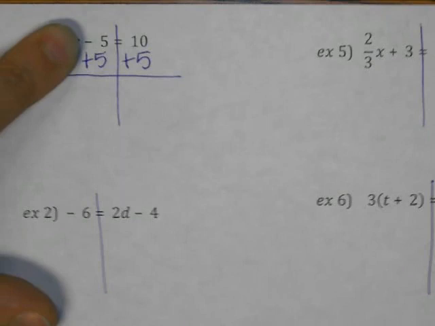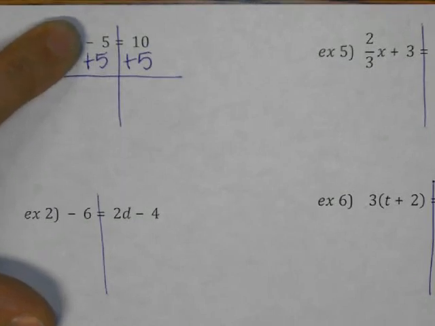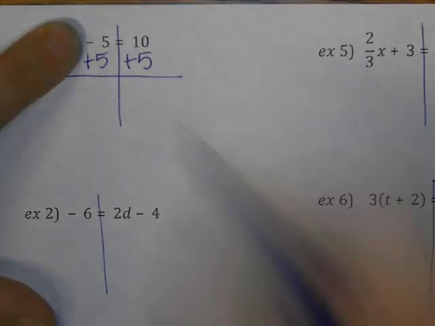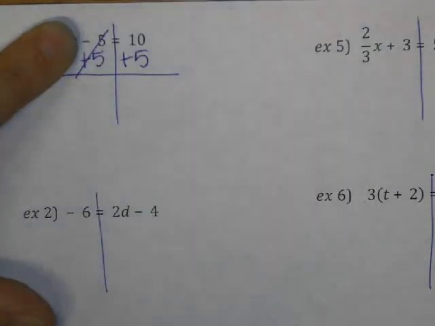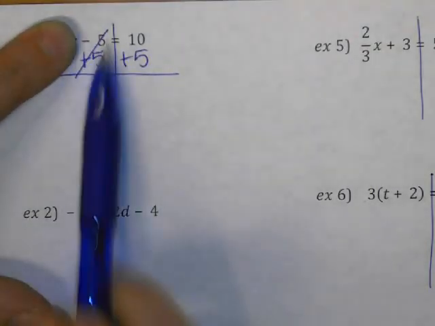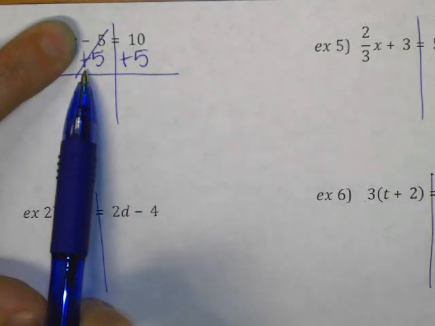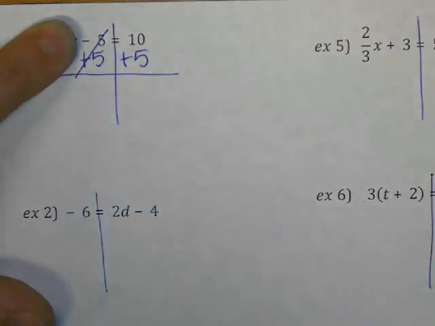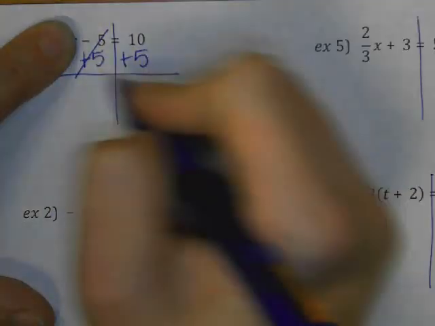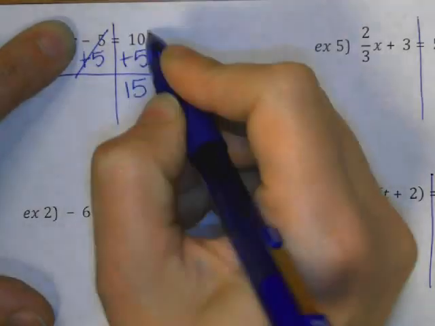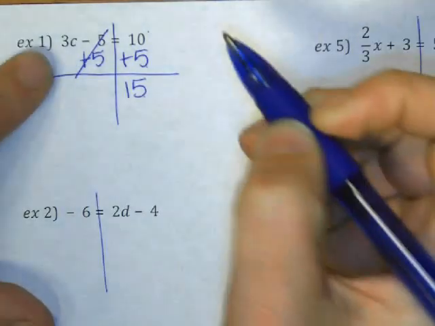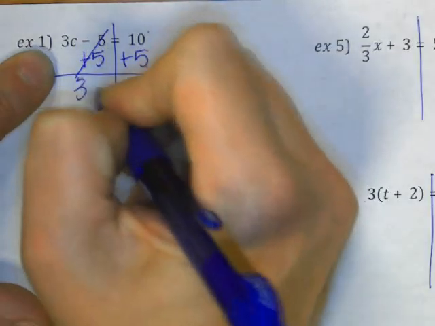And notice what I've been doing this whole time. I've been covering up that 3x, okay? Because I'm not worried about that right now. All I'm worried about is getting the thing that's added or subtracted on x to be canceled out, okay? So now they cancel each other out, and on this side I have 15. 10 plus 5 is 15. And on this side I have 3c.